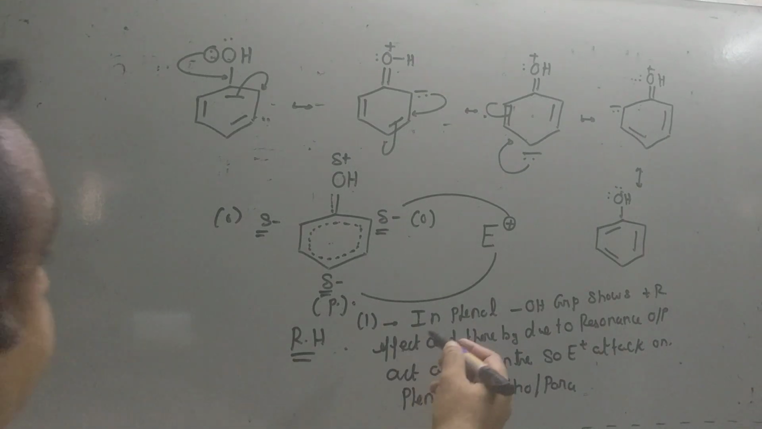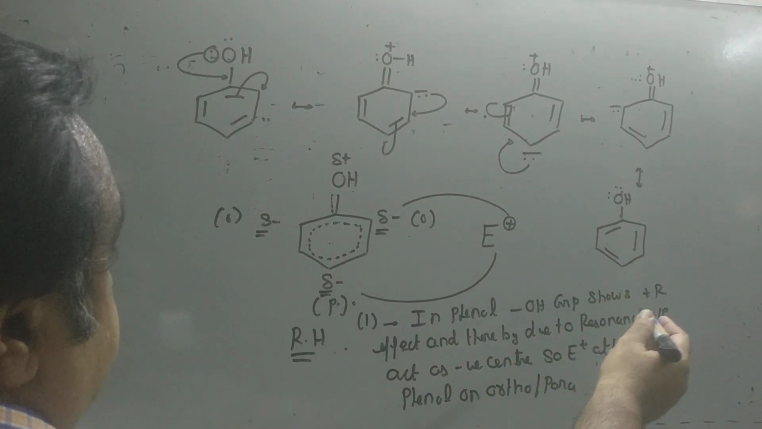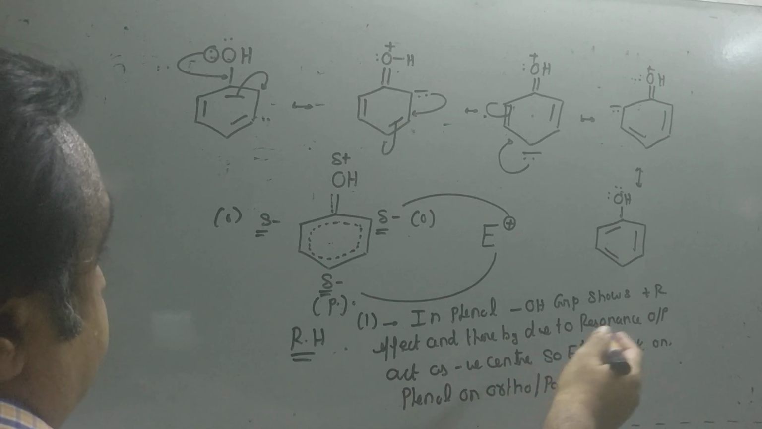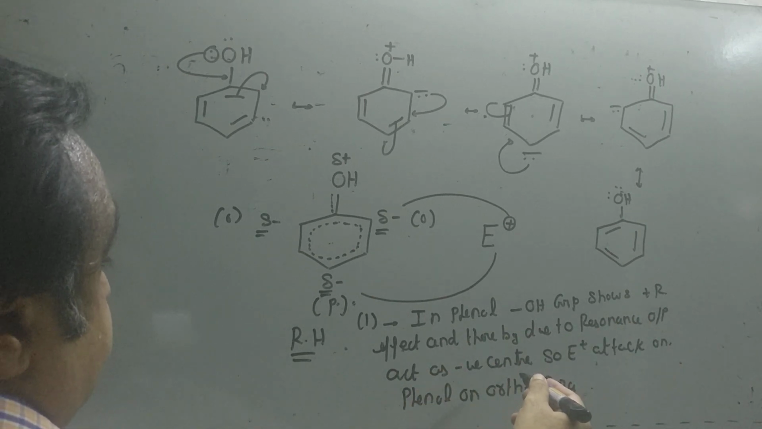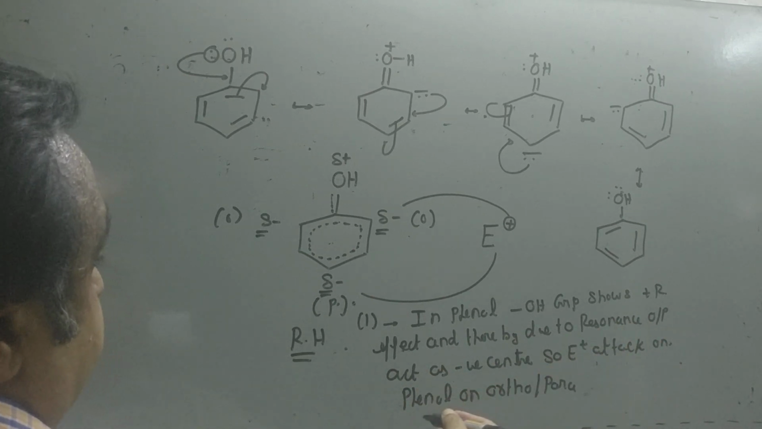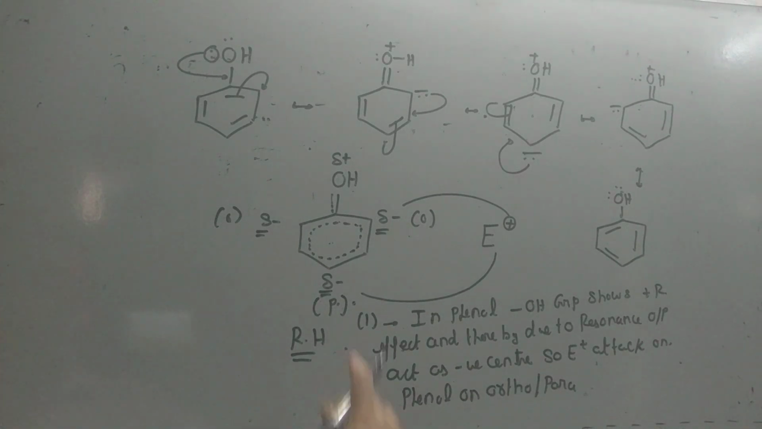So this is the first point, that in phenol the OH group shows plus R effect. So thereby, due to resonance, the ortho and para positions act as a negative center. So the electrophile attacks phenol at the ortho and para positions. What is the second point?